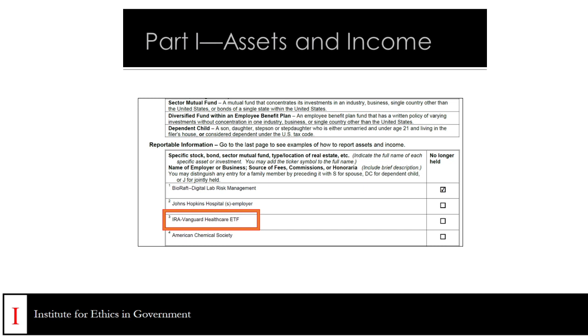So that brings us to the next entry on the form, which is IRA Vanguard Healthcare ETF. And again, our filer has done us a big favor. Oftentimes with defined contribution plans like IRAs, 401(k)s, 403(b)s, filers will give us the account, but they won't tell us what is within the account. And when we're analyzing these for conflicts of interest, we're only concerned with the underlying holdings. So that it's a tax-deferred account doesn't really help us identify conflicts of interest. What does help us is to know what's held within the tax-deferred account.